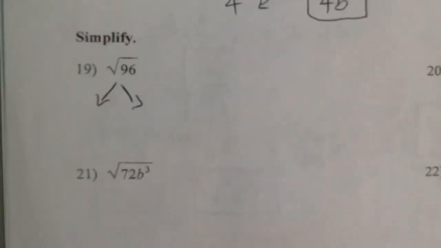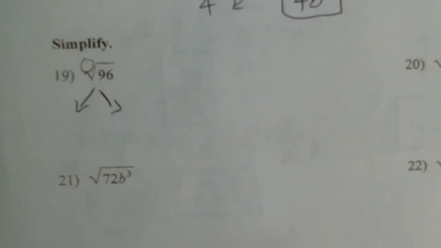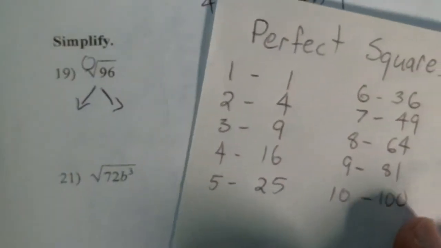Okay, so I got to break this down into perfect land and non-perfect land. Well, how do I know whether it's a perfect square or a perfect cube? Well, I'm looking right here in that little crevice of the square root symbol. If there's nothing there, what is it understood to be? It's understood to be a 2. So here we go. I'm going back to my little cheat sheet.